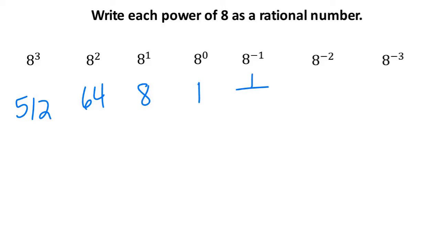So 1 over 8 to the positive 1 is 8. 8 to the negative 2 is 1 over 8 squared, which is 64. And 8 to the negative 3 is 1 over 8 cubed, which is 512.